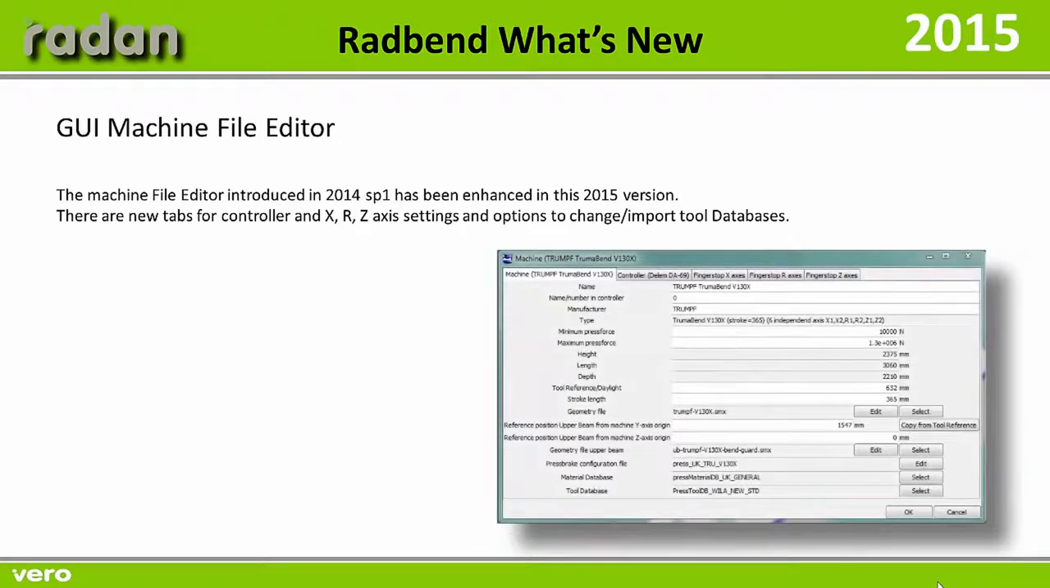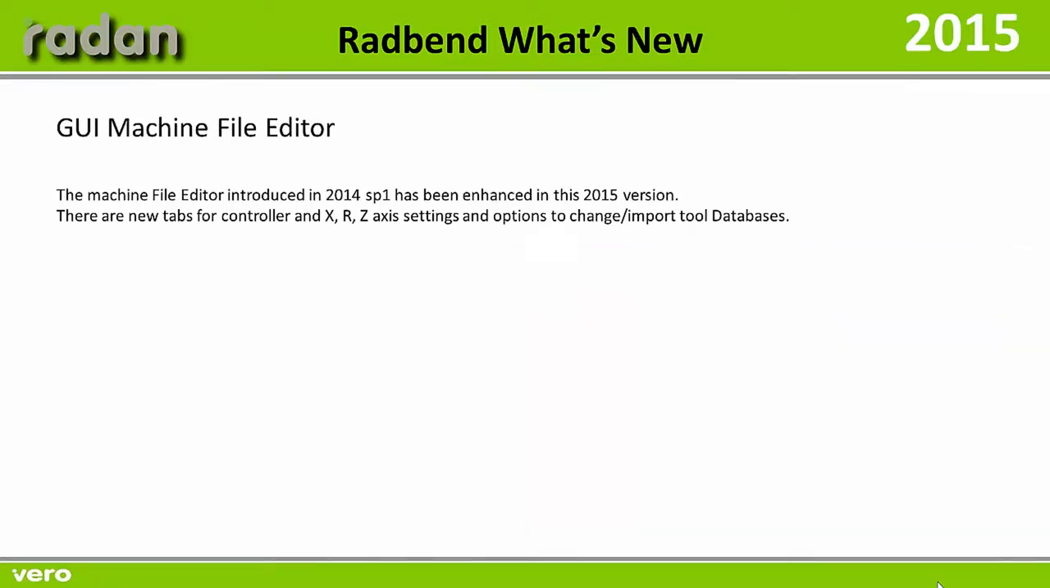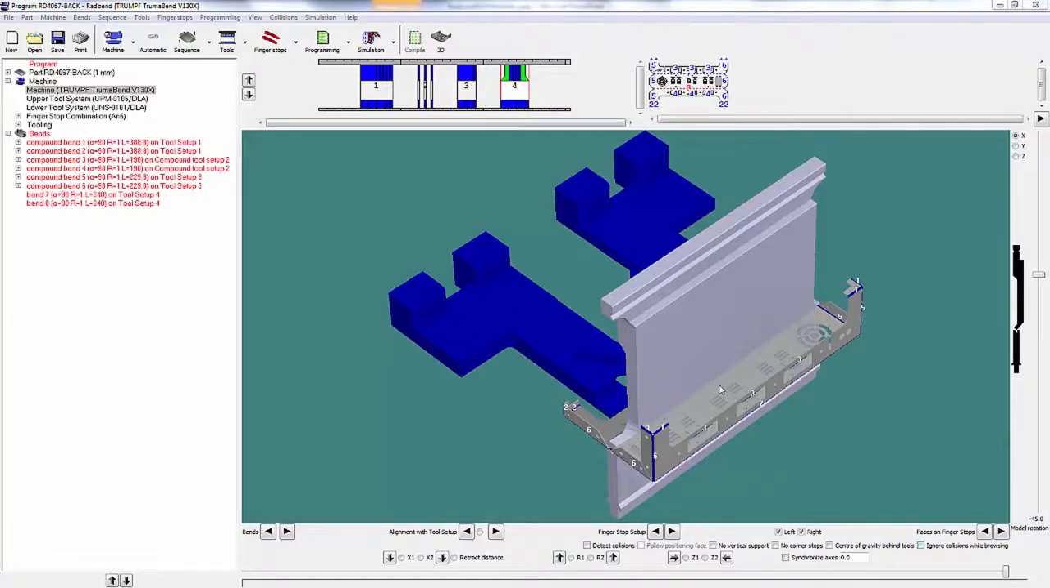Machine File Editor GUI. The Machine File Editor, which was introduced in Radbend 2014 Service Pack 1, has been enhanced in this 2015 version of Radbend. There are new tabs for the controller, X, R and Z axis settings, and options to change and import tool databases.